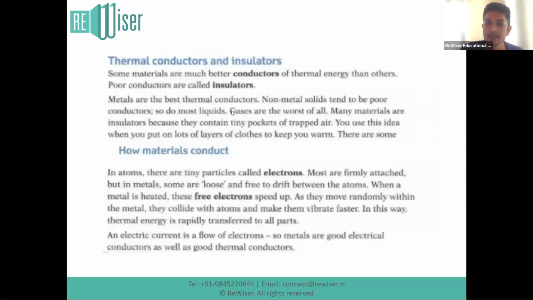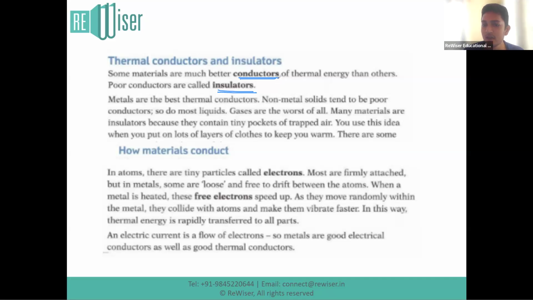Just remember, thermal conduction is through direct physical contact. Now, based on the ability of the bodies to conduct heat, they are classified as conductors and insulators. Materials which readily conduct heat are called good conductors or just conductors. The materials which do not readily conduct heat are called insulators.